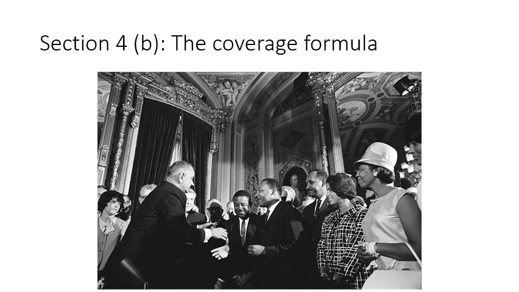So the formula was decided upon in Section 4B, and it had a rule. It said any state or political subdivision of a state, like a county, that maintained a test or device restricting the opportunity to register and vote fell under this jurisdiction and had to get pre-clearance from now on.